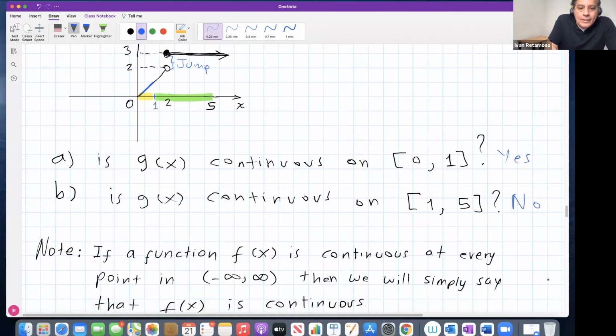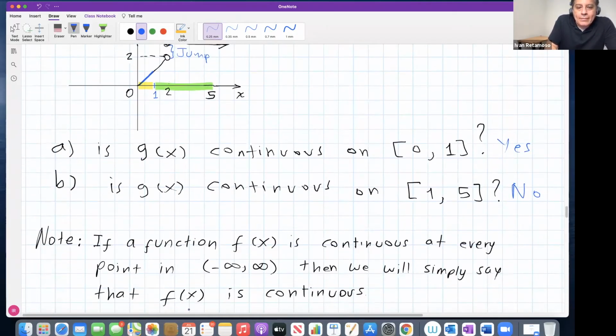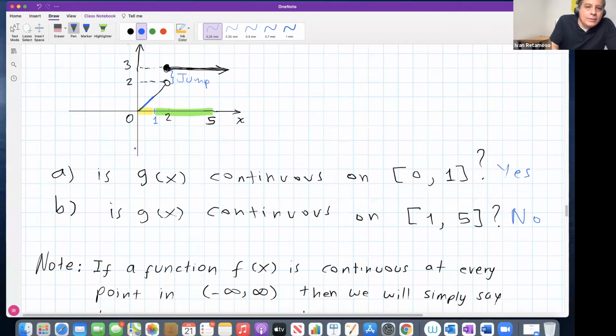So note, if a function f of x is continuous at every point in the interval from negative infinity to infinity, then we will simply say that f of x is continuous. So if you see that your function is continuous over the whole real line, then you will say simply that the function is continuous, right? Understood that the interval for the continuity is this, right?